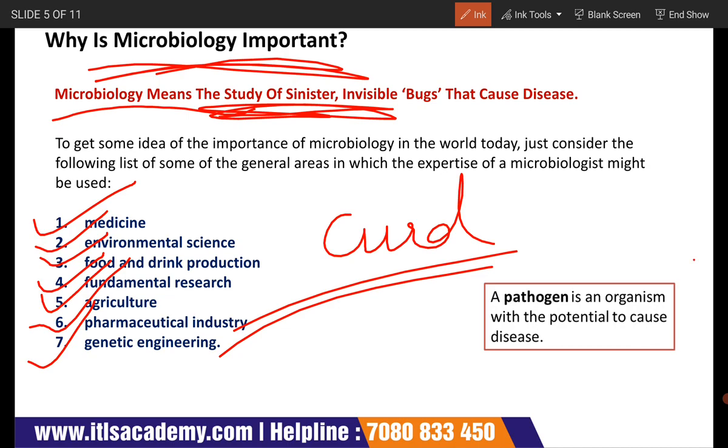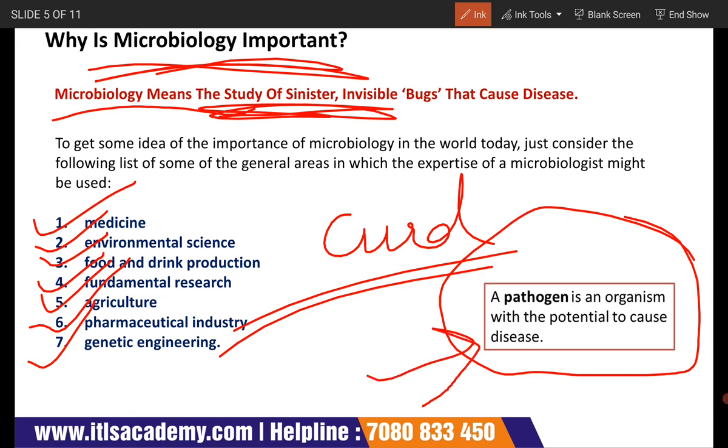So in this whole series on microorganisms, I am going to be using this term, pathogen, in every second line. So what is a pathogen? A pathogen is nothing but an organism with the potential to cause diseases. So pathogens are those organisms that cause diseases.